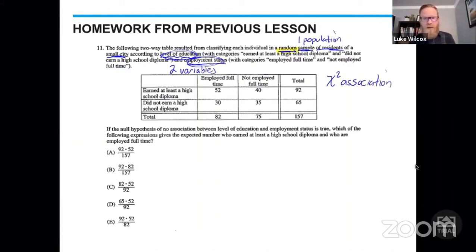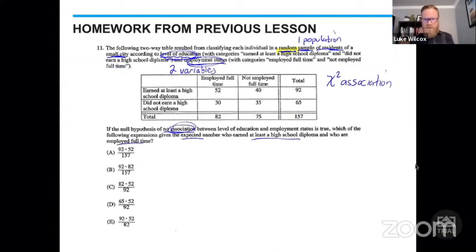So let's continue reading. The other clue, by the way, is the fact that we have a two-way table here. The two-way table is sort of a giveaway to you that you're either going to be doing chi-squared test of homogeneity or chi-squared test of independence. So here's what the question says. If the null hypothesis of no association between level of education and employment status is true, which of the following expressions gives the expected number who earned at least a high school diploma and who are employed full-time? So we see that word association in there again. That's another clue to us.